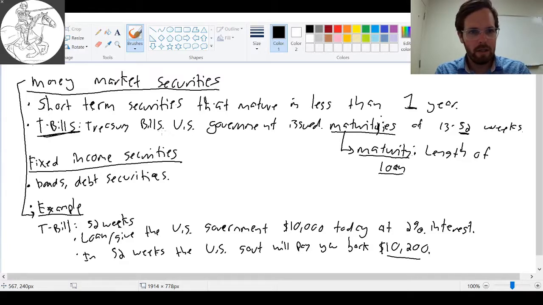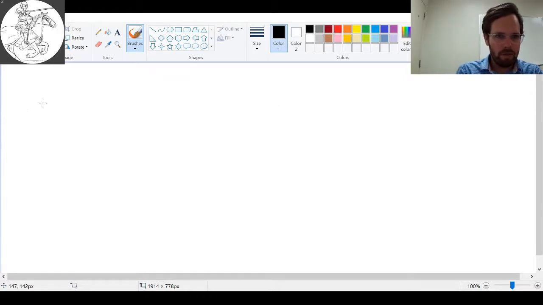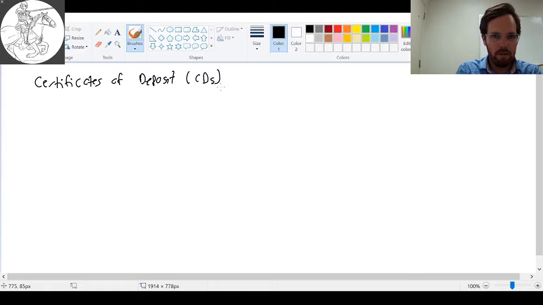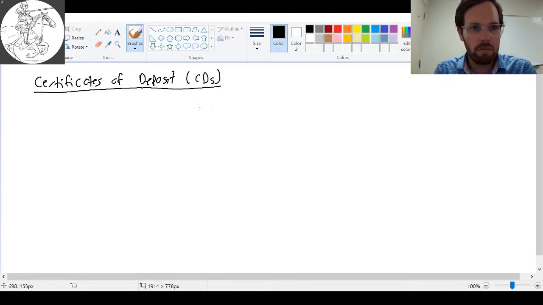The next one I have on here for the money market is certificates of deposit, also known as CDs. These are things that you can go to your bank and get yourself. Sometimes they're longer terms, and the definition of these is just a bank time deposit.